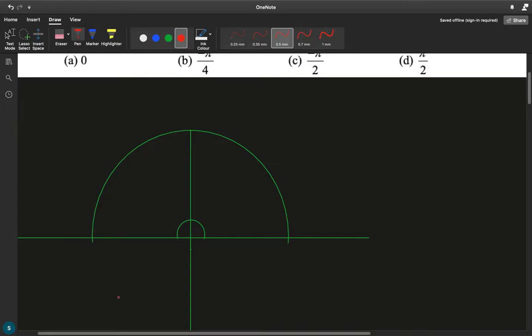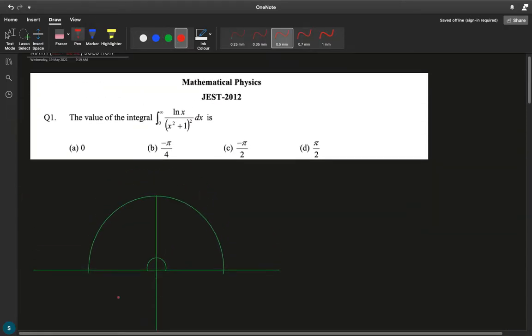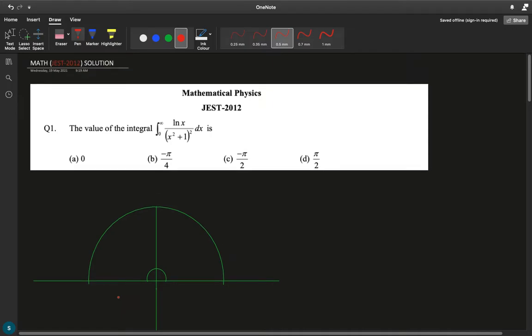All right. Okay, so today we'll be solving the problems which have been asked in JEST 2012. All the problems which have been asked from mathematical physics in JEST 2012, we'll be discussing all these problems.